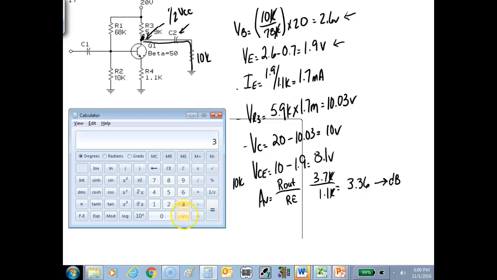Did I do that right? 3.36, then take the log of that, and then multiply that times 20. And why 20? 10.5 dB. Now why 20? Because it's voltage, right? Power is 10.